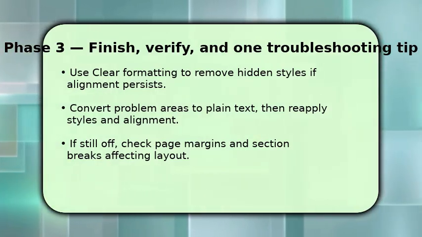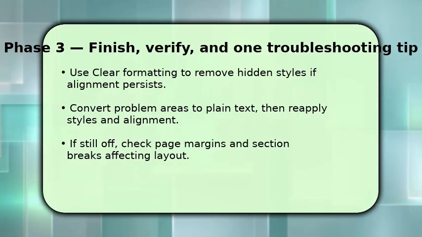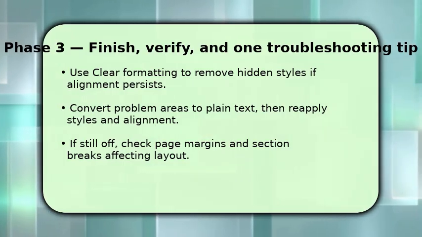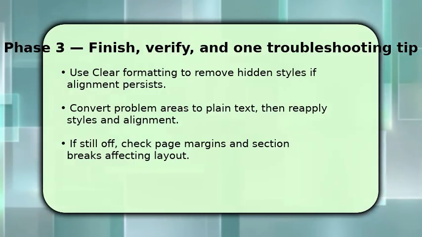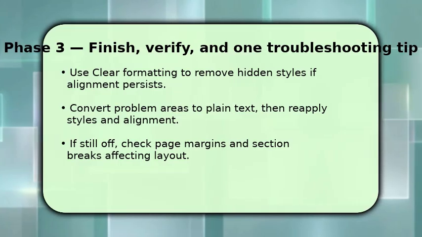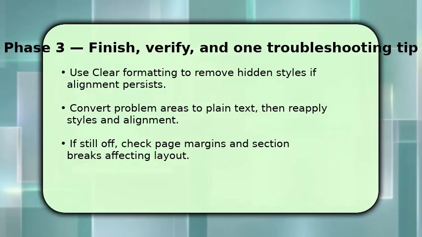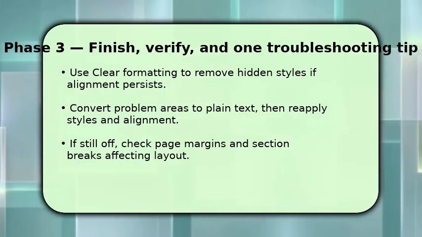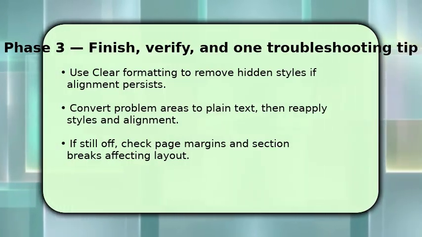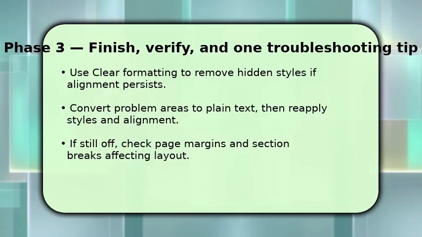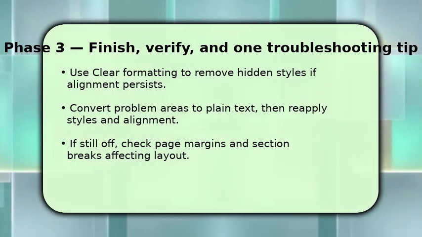If parts still look off, use clear formatting to strip hidden styles and then reapply the alignment because leftover styles often override settings. Make sure to check page margins and any section breaks, since different sections can have different layouts. If nothing fixes it, copy the content into a new document as plain text and reformat. That usually eliminates stubborn formatting artifacts.